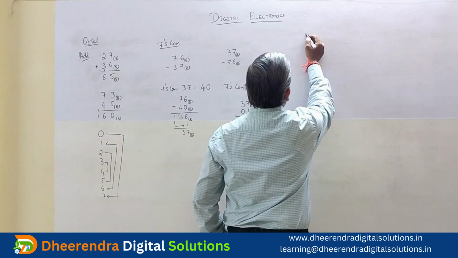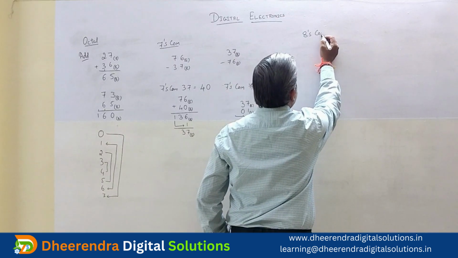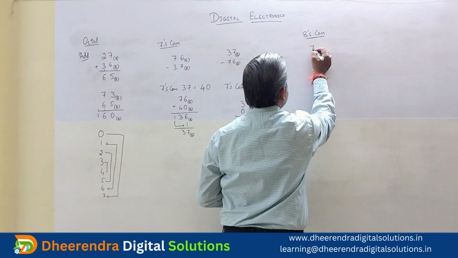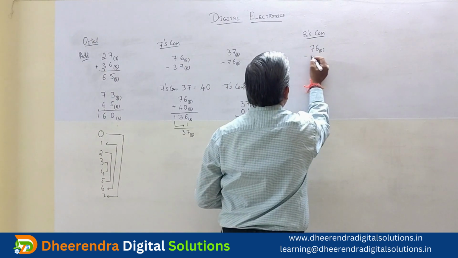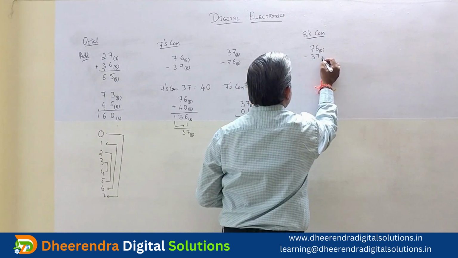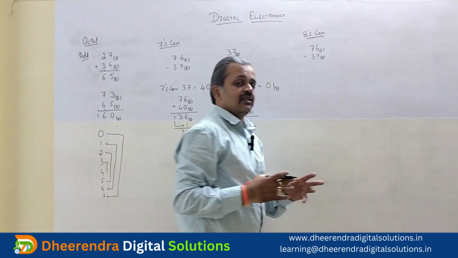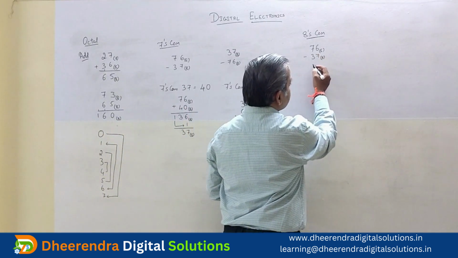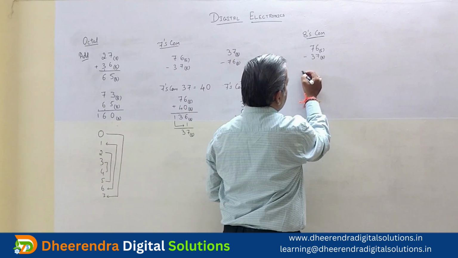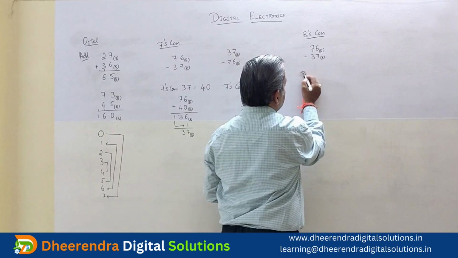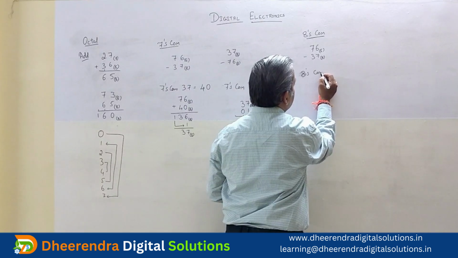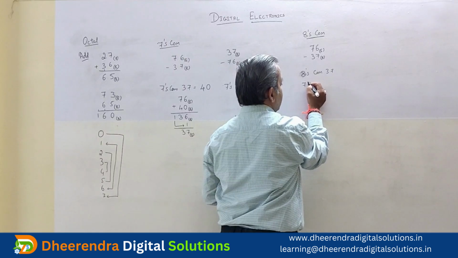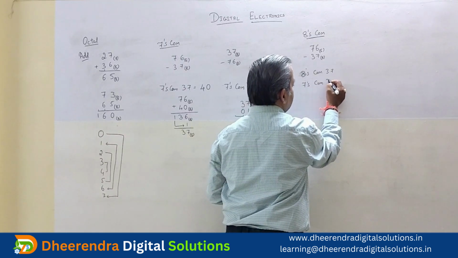Now if we are looking at the 8's complementary number system with respect to the octal number system, then let us take the same examples: 76 to the base 8 minus 37 to the base 8. The reason why I am taking the same numbers is it is easier to correlate and understand. Now, how do we do this? First, we need to find the 8's complement of 37. To find the 8's complement of 37, we need to first find the 7's complement of 37.